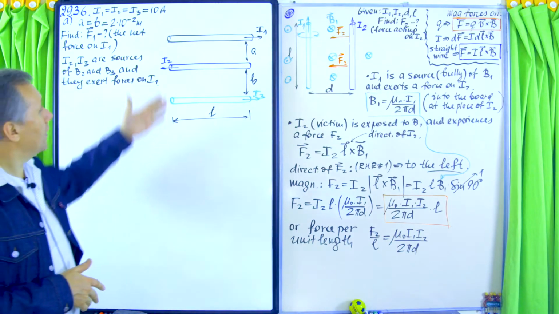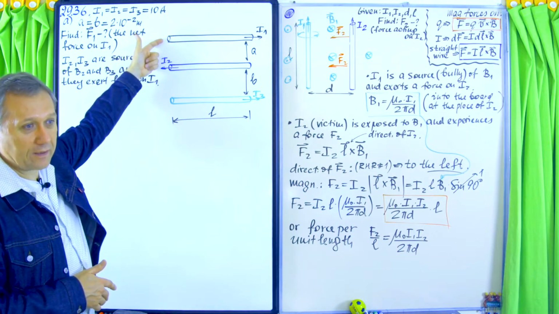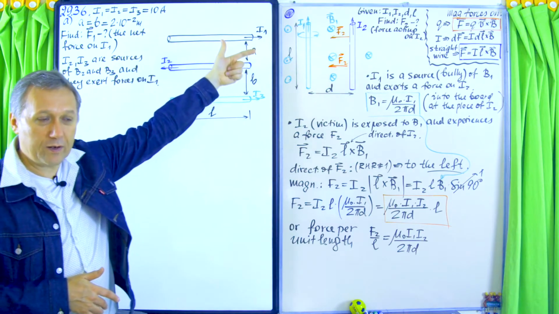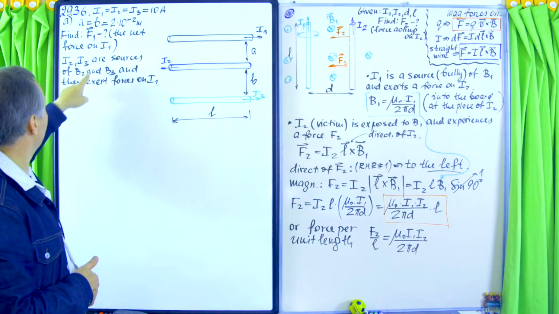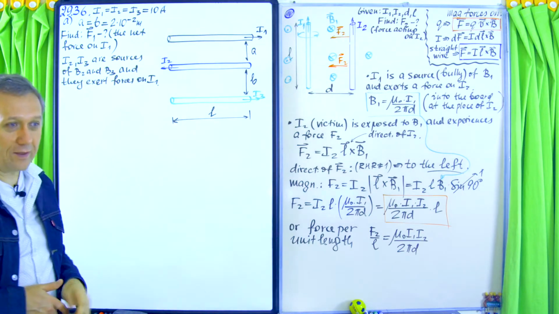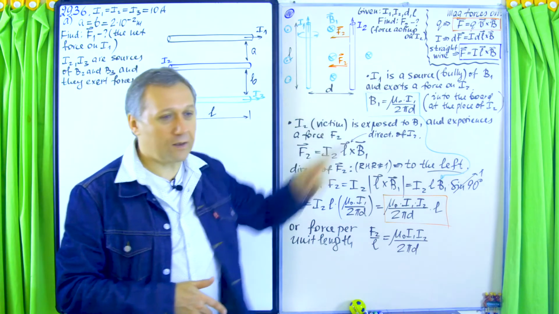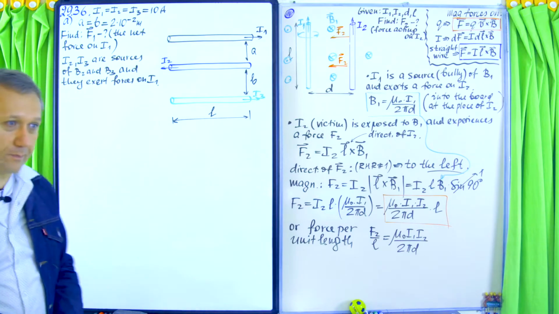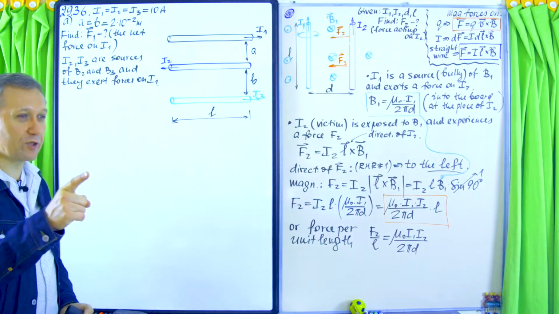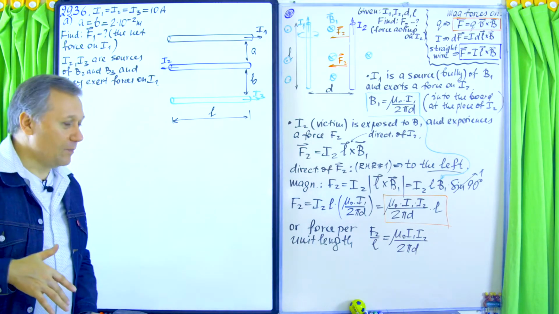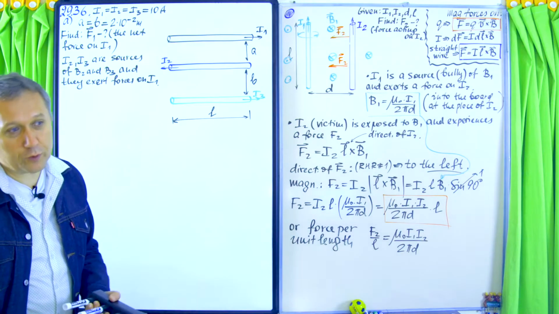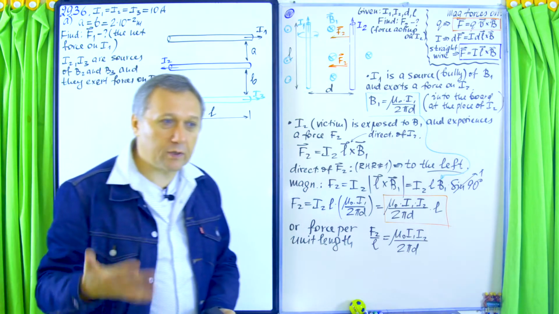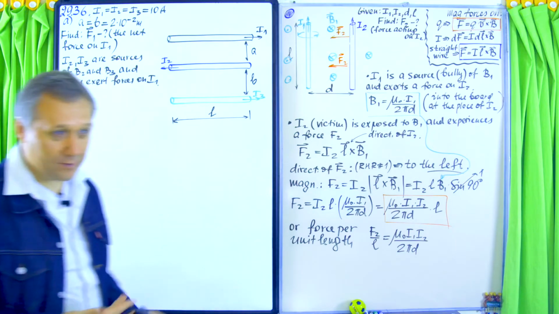I want to find the net field, net magnetic field at the place of the wire I1. So basically, it will be B2 plus B3. And then use that net magnetic field to find the net magnetic force immediately. Right? So I use the principle of superposition on the level of magnetic fields, or if you want, you can use the principle of superposition on the level of forces. So it's up to you.